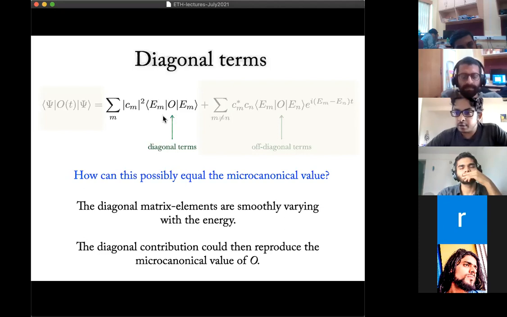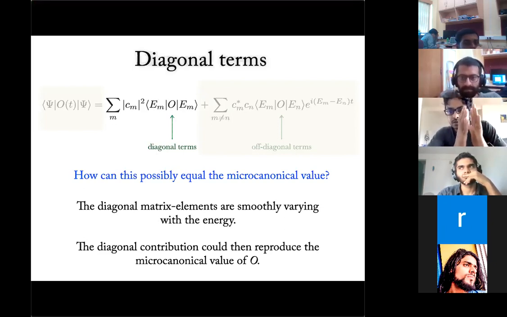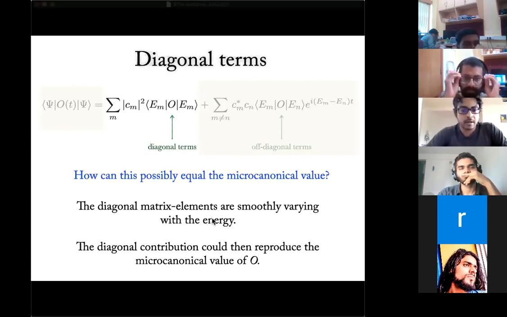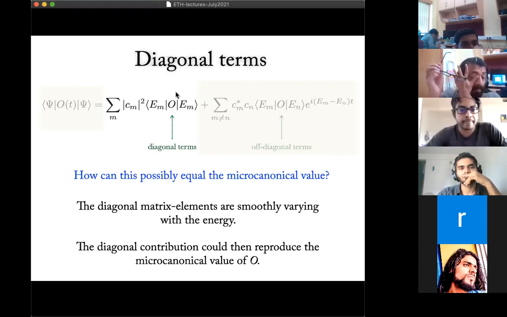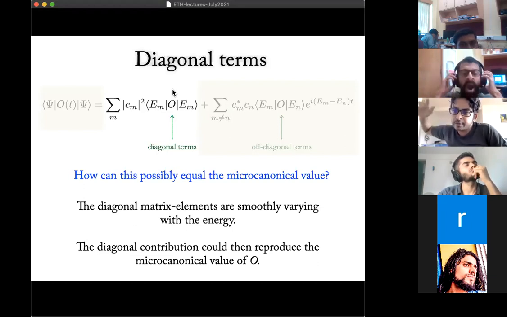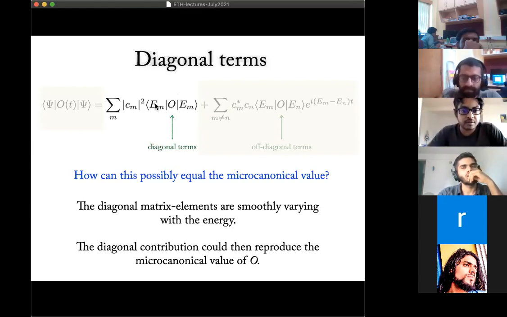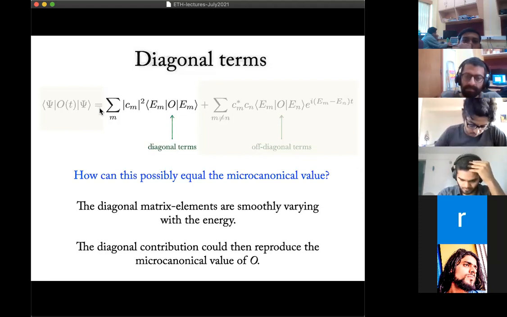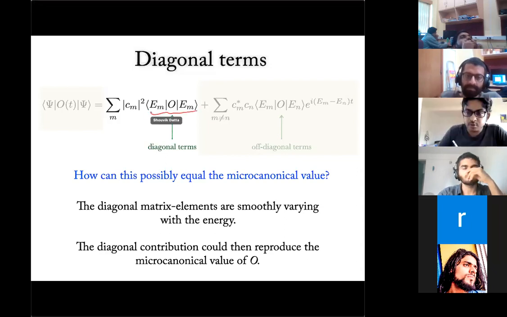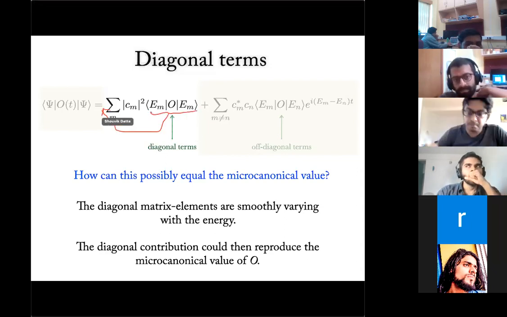So one way it can happen is that the diagonal matrix elements are smoothly varying with respect to the energy. The initial state which we had was a sum over states within a small energy window, and if they're smoothly varying, then this is essentially a constant. Note that in the random matrix example, we saw that the diagonal matrix elements are sharply peaked about the mean. So if each of these diagonal terms is equal to the others, you can essentially factor this part outside the sum.